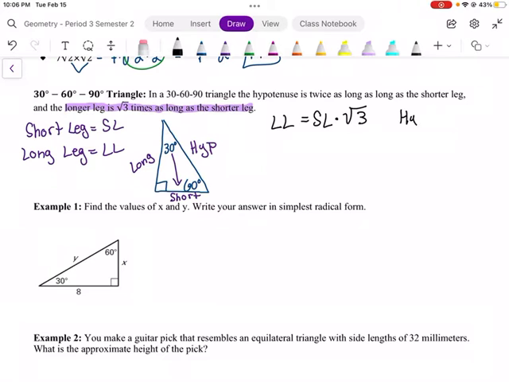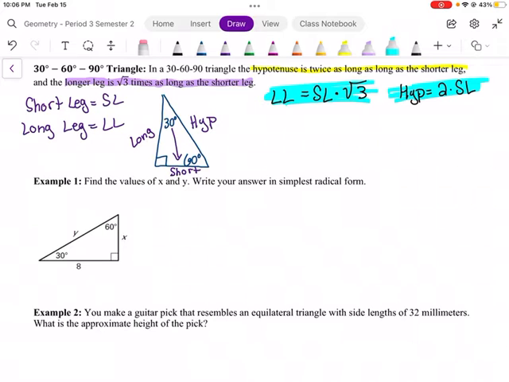Then the hypotenuse is going to be equal to 2 times the short leg. And again, we get that because the hypotenuse is twice as long as the short leg in a 30, 60, 90 triangle. So these two formulas are what you are going to want to have memorized for the 30, 60, 90 triangle for quizzes and tests.